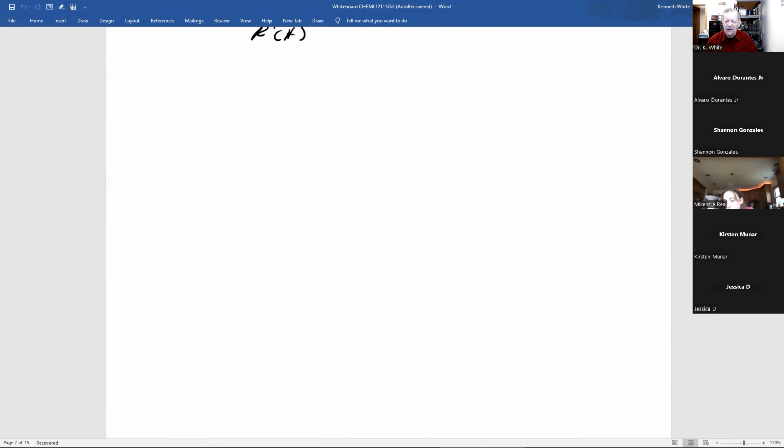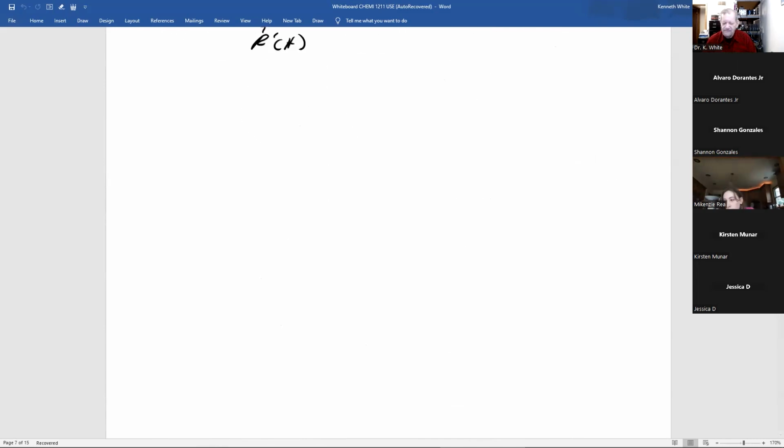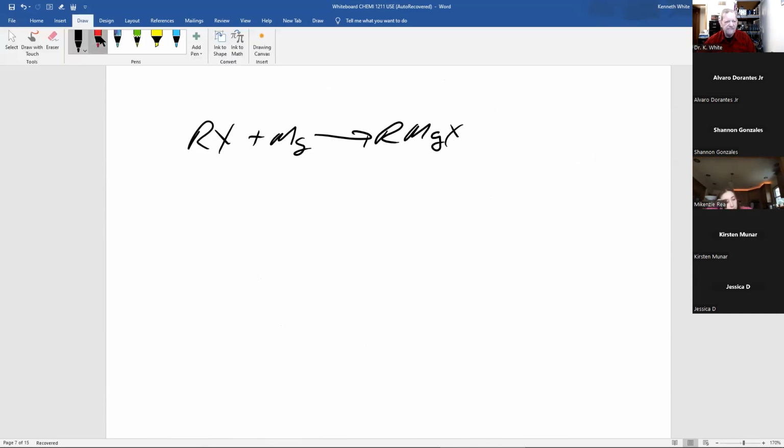So let's look at the Grignard reaction. It's a fun, easy reaction. You take an alkyl halide plus magnesium, you'll form the Grignard. Now, watch closely.